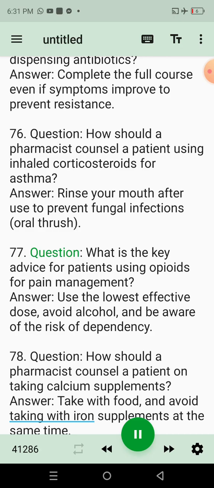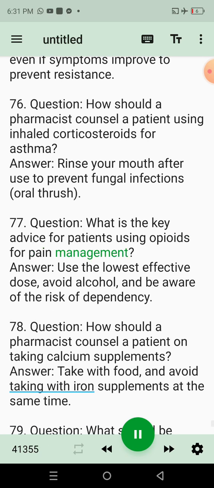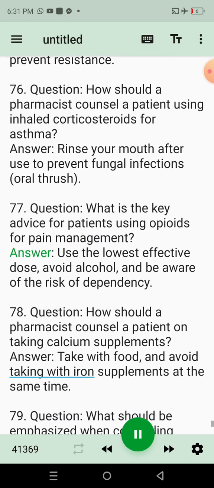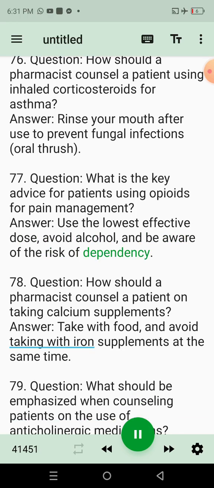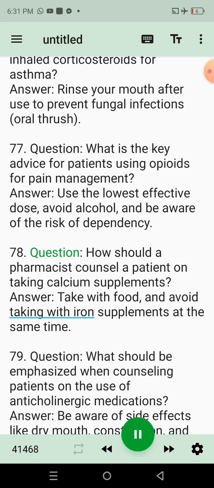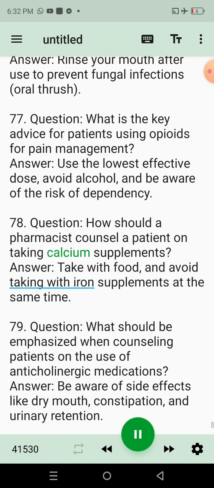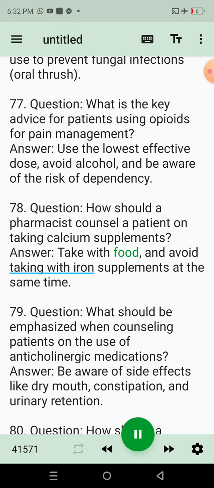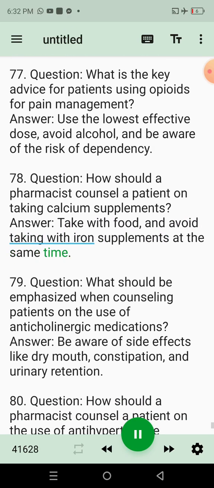77. Question: what is the key advice for patients using opioids for pain management? Answer: use the lowest effective dose, avoid alcohol, and be aware of the risk of dependency. 78. Question: how should a pharmacist counsel a patient on taking calcium supplements? Answer: take with food, and avoid taking with iron supplements at the same time.